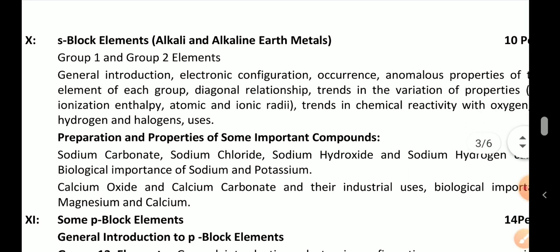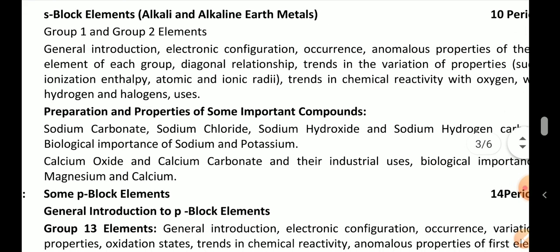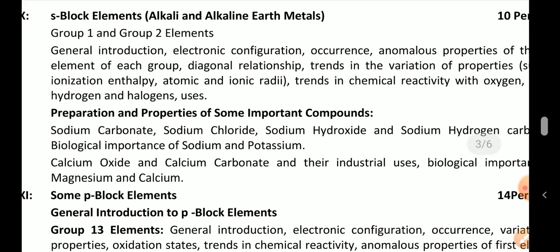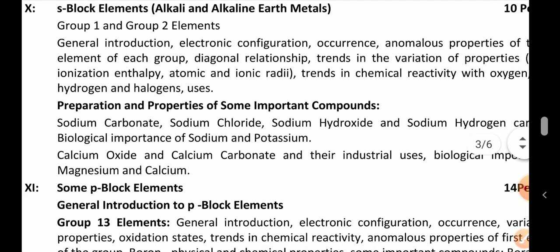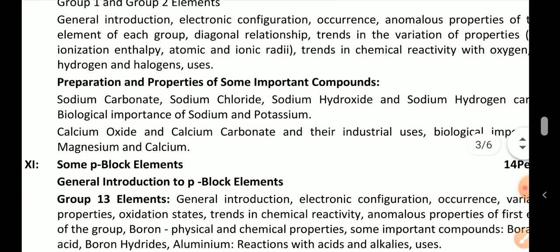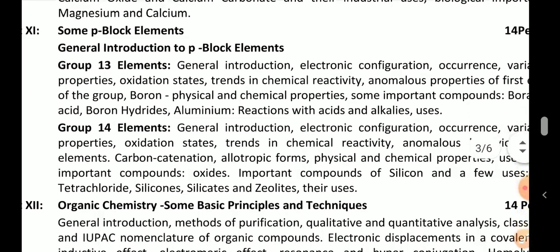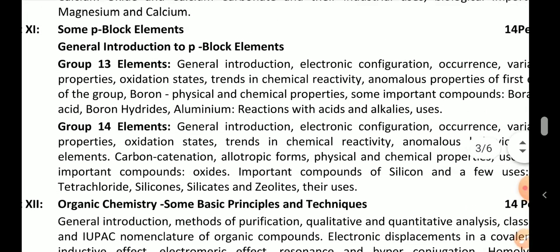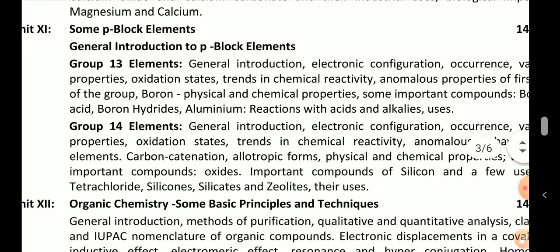Now come to the next unit, that is s block elements. You know that group 1 and group 2 are s block elements. You will study the elements of the group in detail. Next is your p block elements.